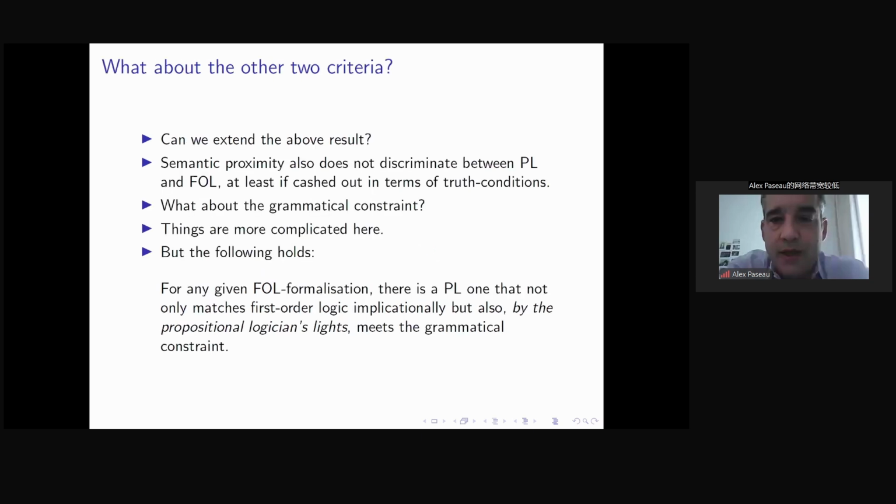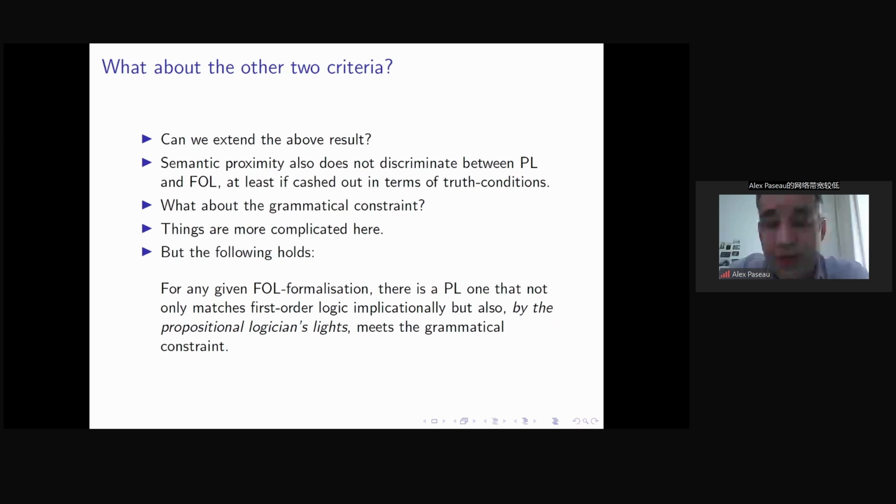Okay, what about the other two criteria? I said that the other two criteria are the grammatical one and the semantic proximity. Semantic proximity is not going to be able to discriminate between propositional logic and first order logic if you cash out semantic proximity in terms of truth conditions. A standard way of thinking about propositions is to think of them as sets of possible worlds. If you think of difference in meaning as being reflected in difference in truth conditions, that's to say sets of possible worlds, then the fact that you have this consequence isomorphism between first order logic and propositional logic means that you cannot discriminate between them in this way.